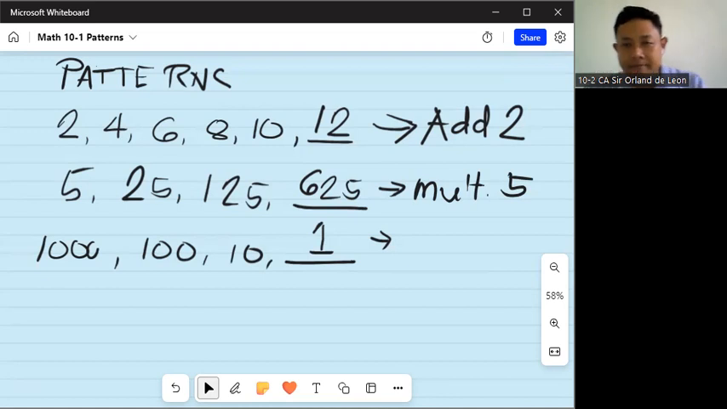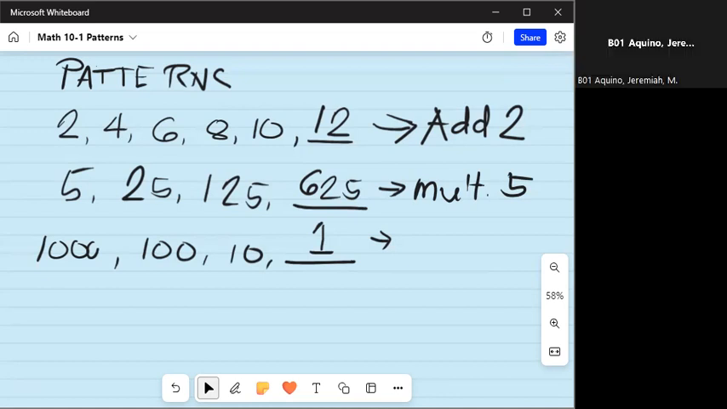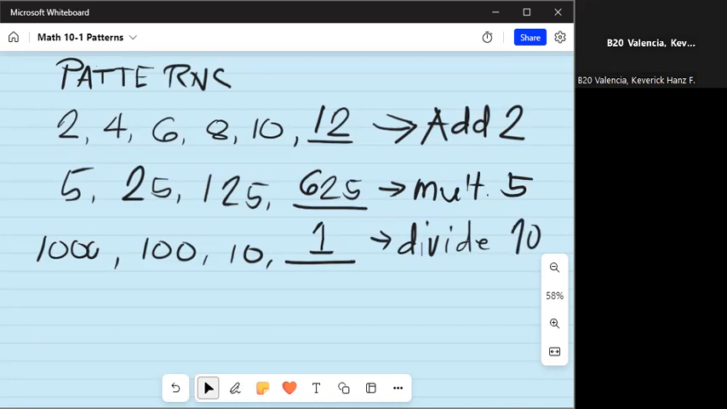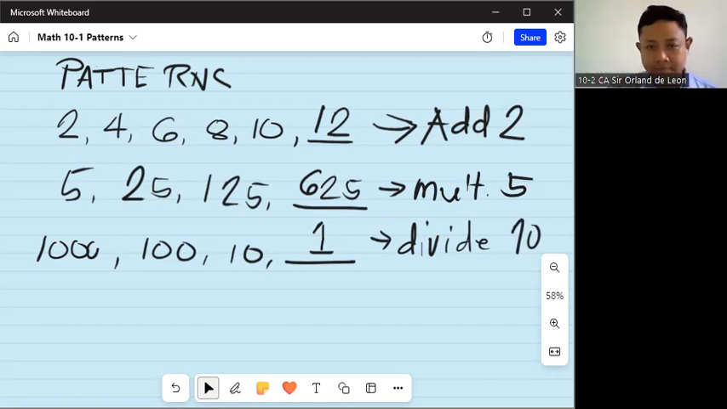Yes, Jeremiah. Sir, divide by 10. Exactly. Very good. So we have to divide it by 10. Hans, did you get that? We need to divide each number by 10 to get the next number. Right, Hans?